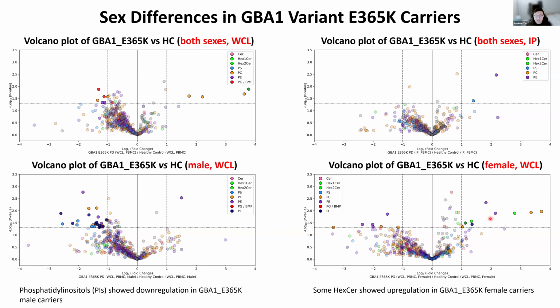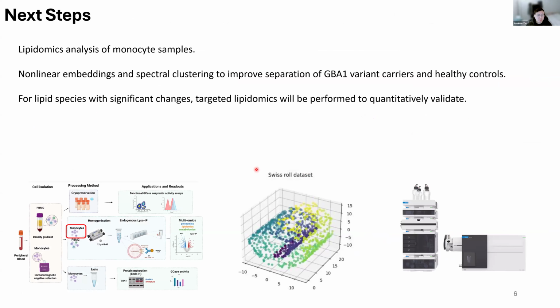These are preliminary data. We are going to keep analyzing other GBA1 variant carriers. For the next step, we are going to keep performing lipidomics of the monocyte samples, and optimize the nonlinear embeddings and spectral clustering to improve the separation of the GBA1 variant carriers and healthy controls. For lipid species with significant changes, we are going to perform targeted lipidomics using a triple quad mass spec to quantitatively validate those lipid alterations.